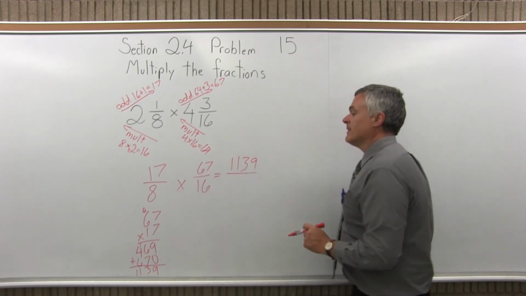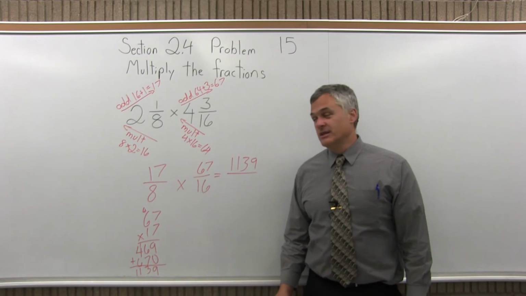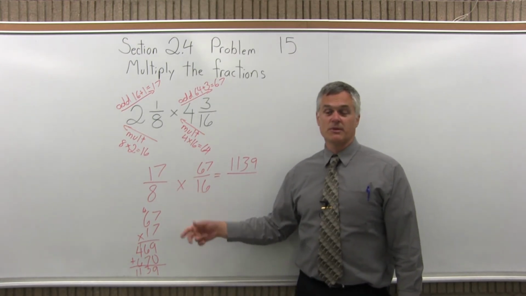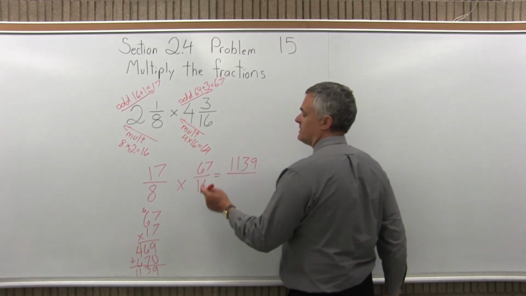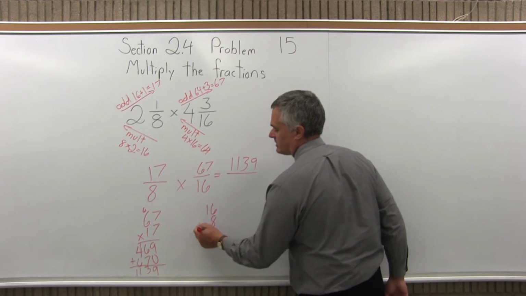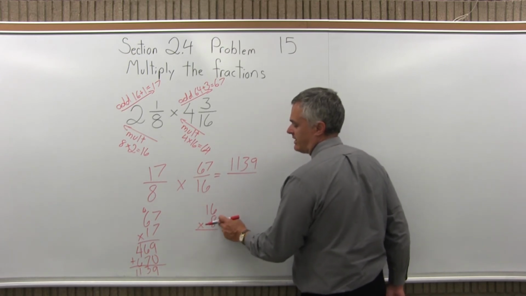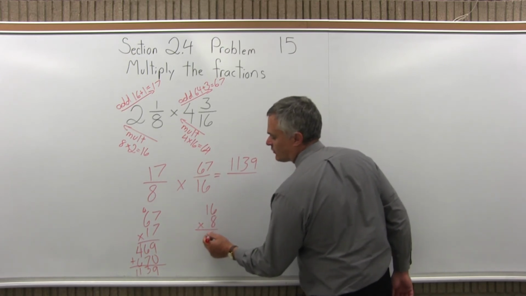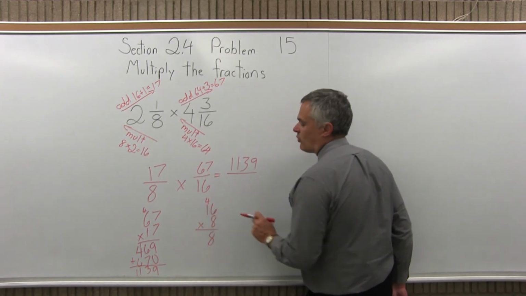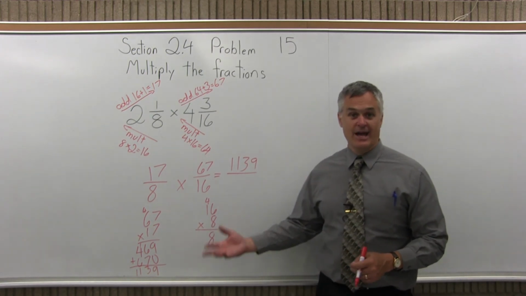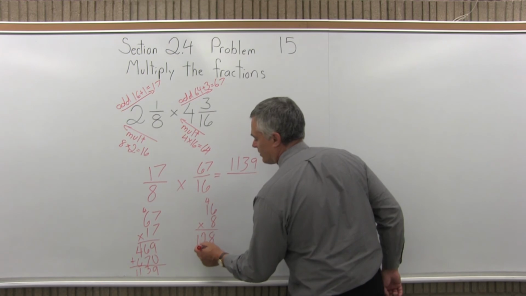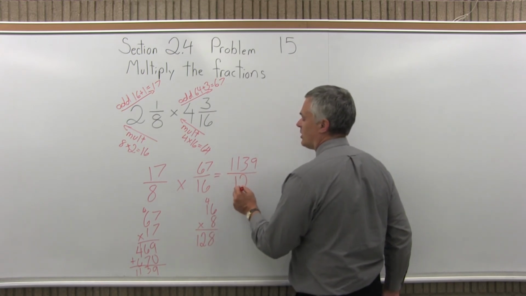1,139. Now, the denominators will be a little easier. I have to multiply denominator times denominator, or bottom times bottom. That'll be 8 times 16. Not nearly as big. So I again like to put the smaller number as the lower value when I multiply. 8 times 6 is 48. Write the 8, carry the 4. And then 8 times 1 is 8. And then add the 4 that you carried. 8 plus 4 more is 12. So I get a result of 128. That will be the denominator.